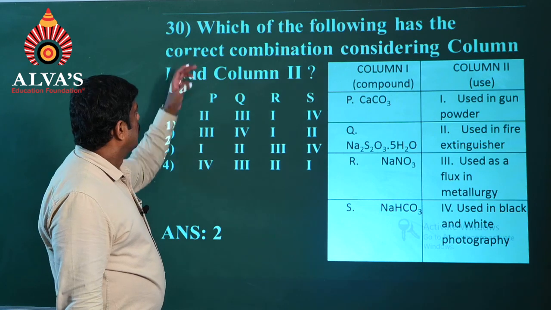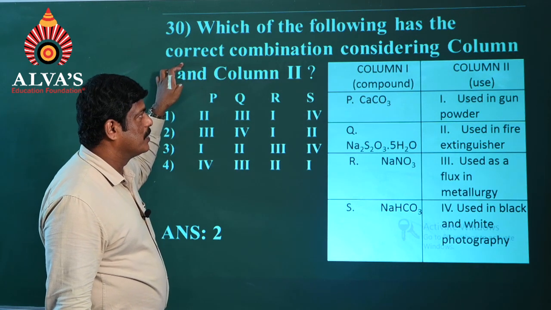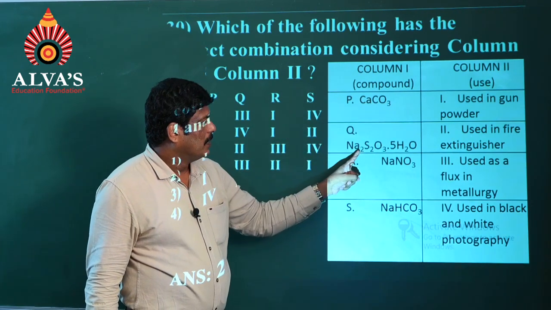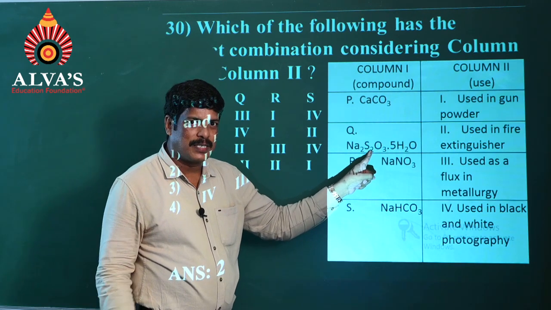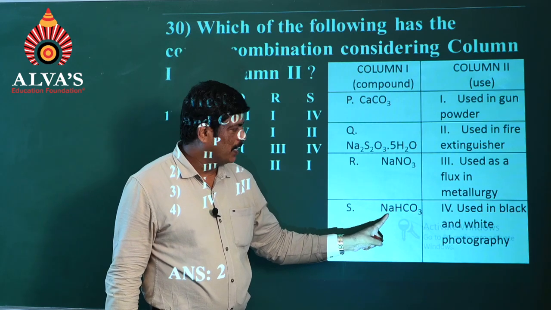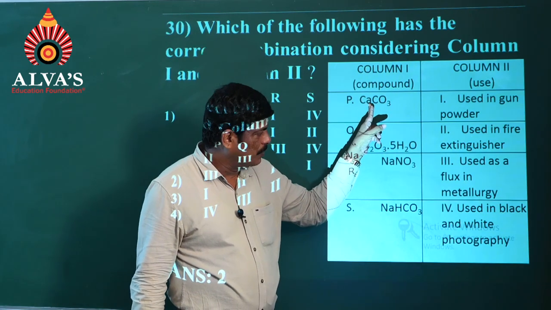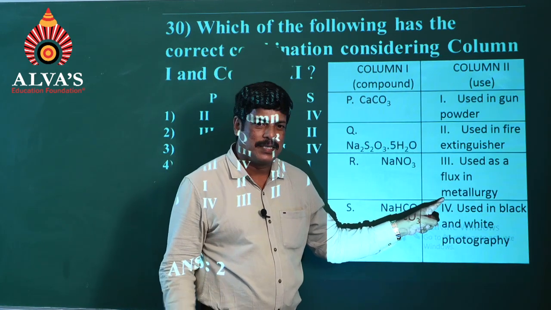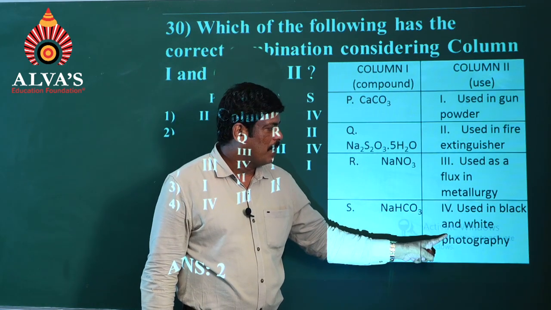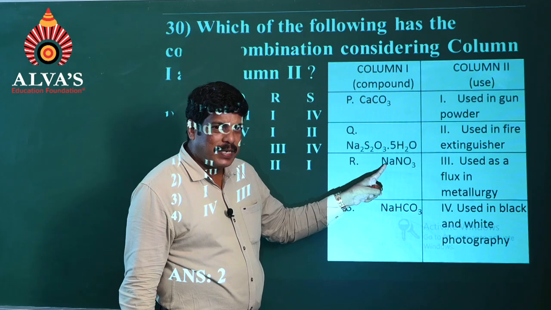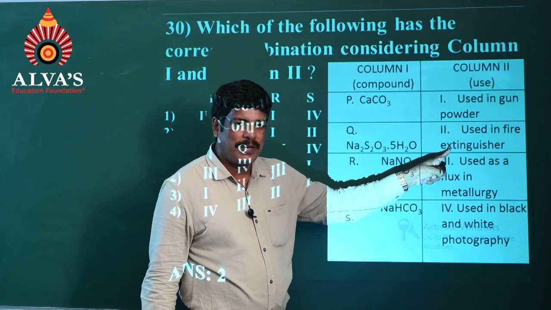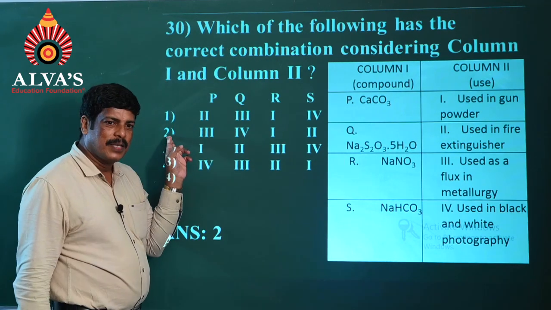Question number 30. Which of the following has the correct combination considering column 1 and column 2? Column 1: CaCO3, sodium thiosulfate, sodium nitrate NaNO3, sodium bicarbonate NaHCO3. Sodium thiosulfate is also called hypo solution. Calcium carbonate is used as a flux in metallurgy, that is in the extraction of iron. Sodium thiosulfate, that is hypo solution, is used in black and white photography. Sodium nitrate is used in gunpowder, whereas sodium bicarbonate is used in the fire extinguisher. Means we can go for the second option.